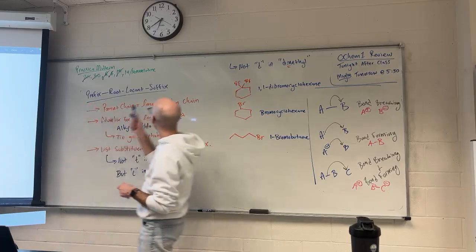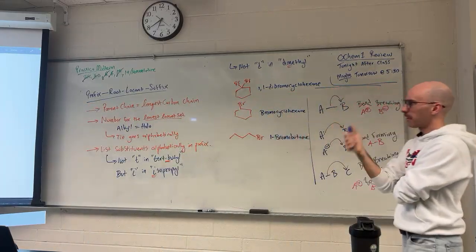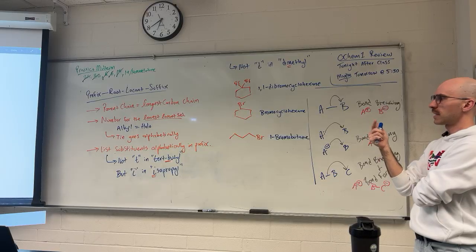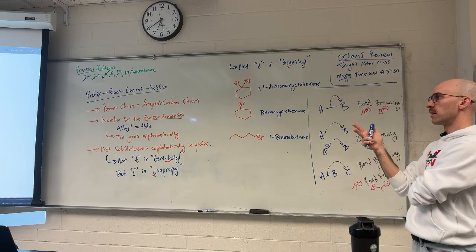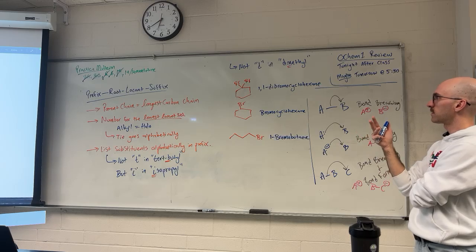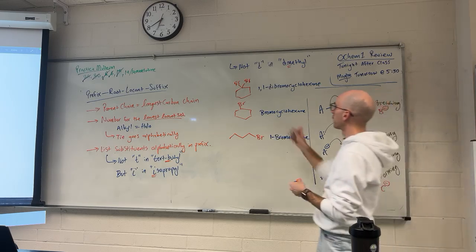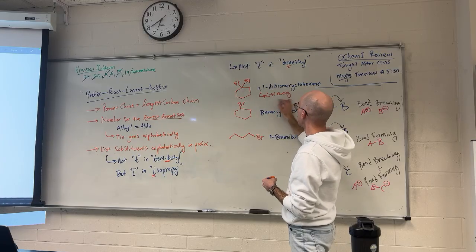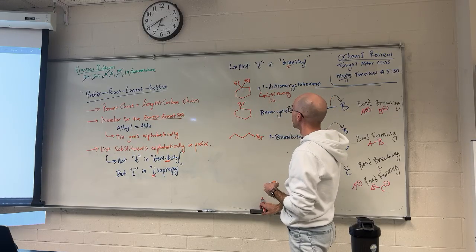Anything else we should add to this list? Parent chain, lowest locant set, tie goes alphabetically. List substituents in alphabetical order. List every substituent. List every locant.